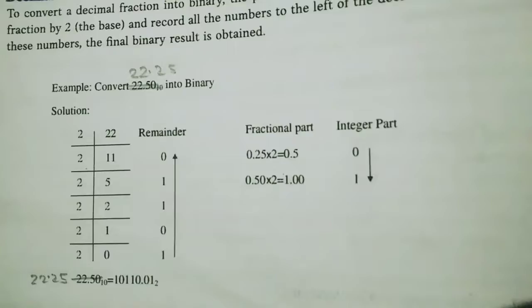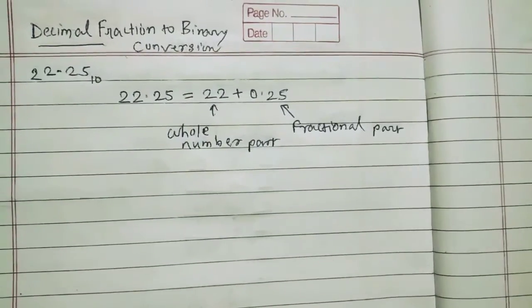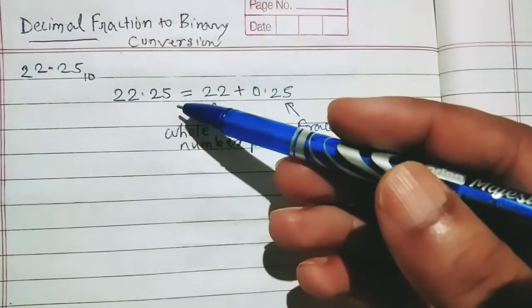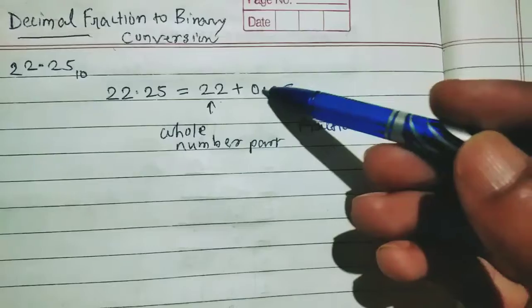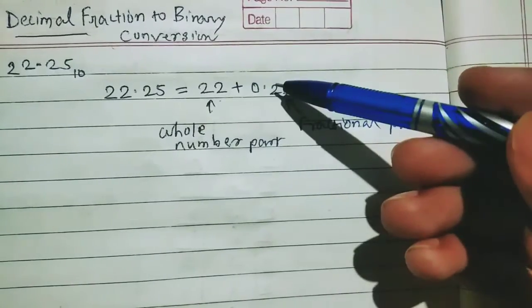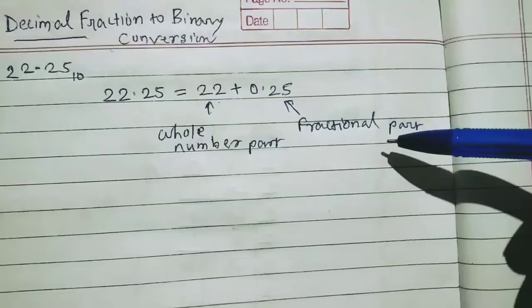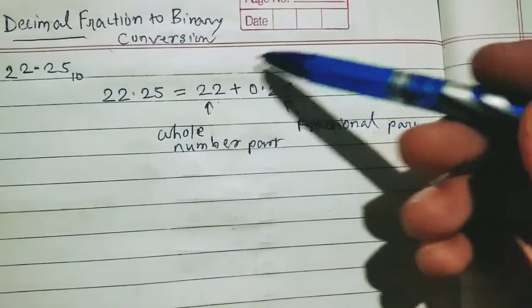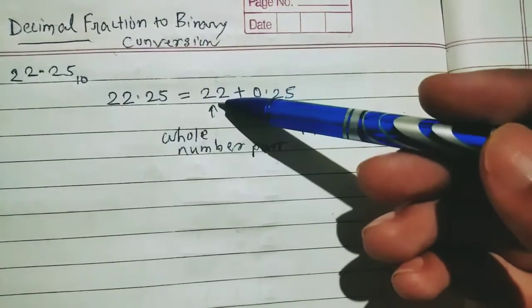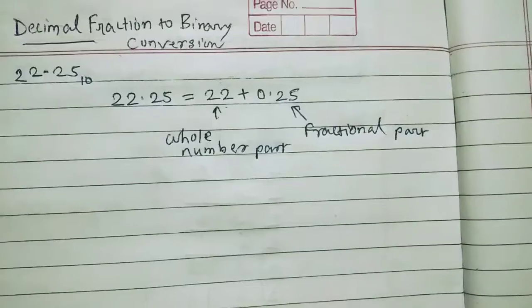Now you can see 22.25 can be written as 22 plus 0.25. You have to break these two numbers: the first part is the whole number part and the second part is the fractional part. First I will convert this 22, and after that 0.25.